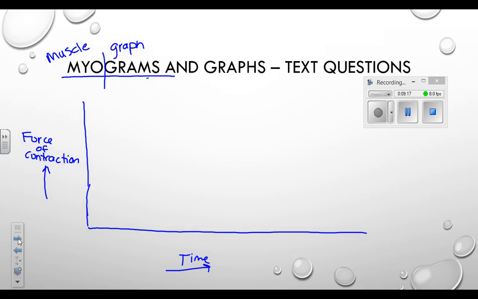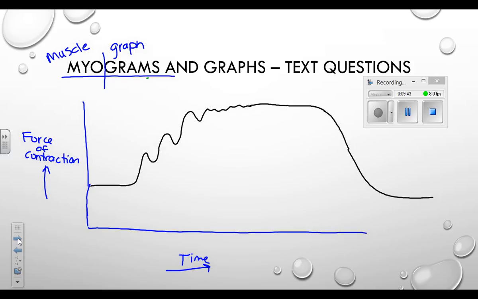So it's still a myogram, so I still have force of contraction and time as my two axis labels. But this time, my graph is going to look something like this. It's going to go up and up and up. It's kind of going to flatline at the top, and then it's going to sort of slowly make its way down. So it's a funny looking shape. And the idea would be that there are many stimuli.